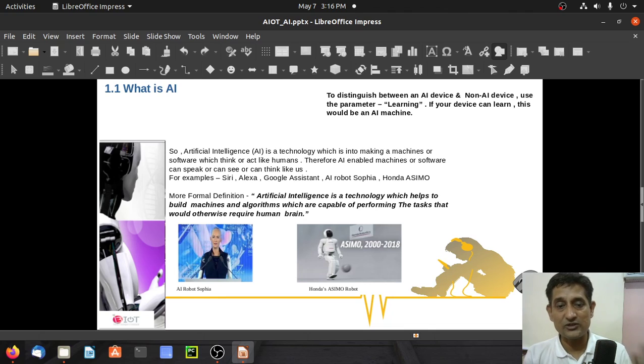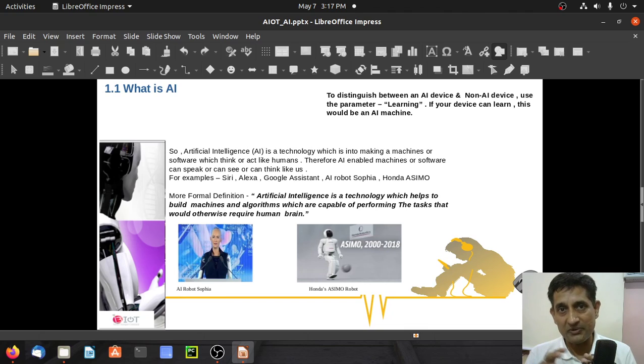For an example, you can see the Sophia robot, a humanoid robot, or Asimo, which is a Honda robot. The internet is full of information about AI, the definitions, principles, etc. But my objective here is not to give a complex definition of AI. I want you to understand it in the simplest possible way, so that all of us can understand what AI is.